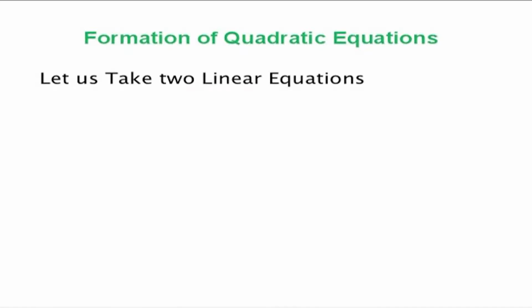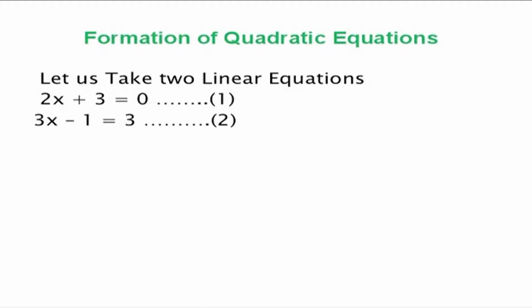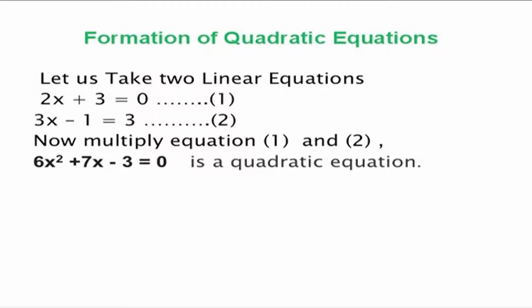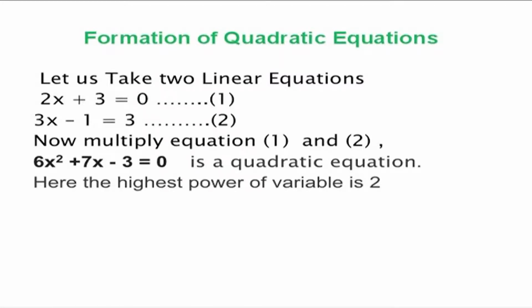Let us take two linear equations, that is 2x plus 3 equal to 0, which is equation 1, and 3x minus 1 equal to 3, that is equation number 2. Now multiply equations 1 and 2, and you will find 6x square plus 7x minus 3 equal to 0 is a quadratic equation. It is a quadratic equation because here the highest power of the variable is 2.